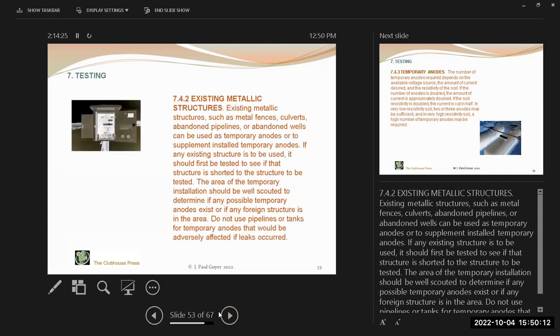For existing metallic structures such as metal fences, culverts, abandoned pipelines, or abandoned wells can be used as temporary anodes or to supplement installed temporary anodes. If any existing structure is to be used, it should first be tested to see if that structure is shorted to the structure to be tested. The area of the temporary installation should be well scouted to determine if any possible temporary anodes exist or if any foreign structure is in the area.